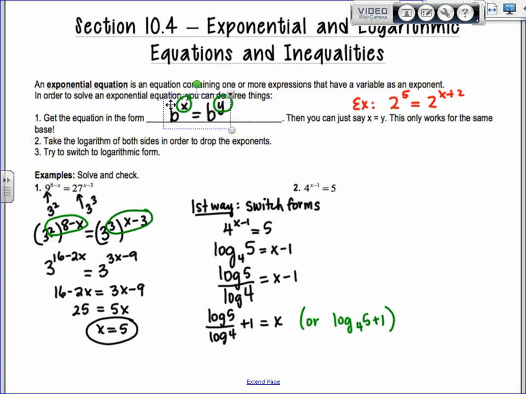I like to see the decimal answer. Okay, so what I'm going to have you do is do log of 5 divided by log of 4. You get 1.16096 and so on, plus 1. So you get 2.161. And I'm going to have you round to 3 decimal places. All right, so that's going to be our answer. So that's the first way you can do this problem. The second way.